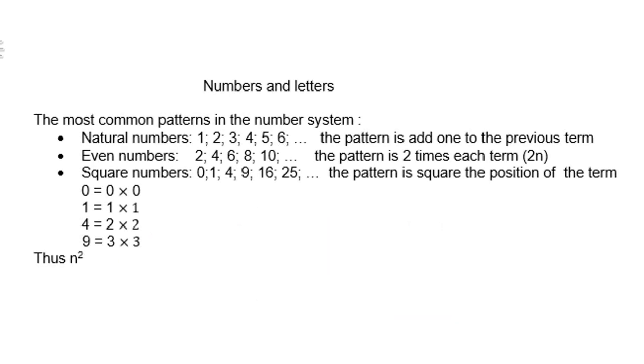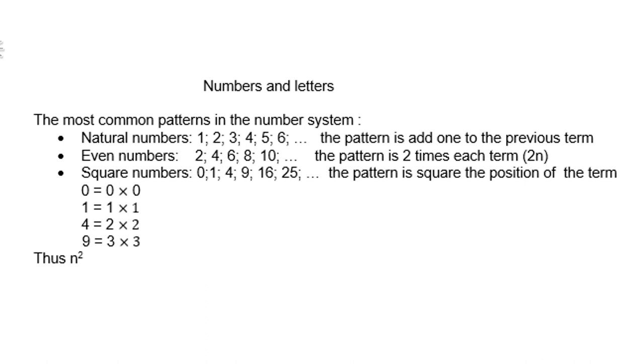Let's look at numbers and letters. The most common patterns in the number system will be the natural numbers: 1, 2, 3, 4, 5, 6. The pattern is add 1 to the previous term, so that's a pattern. Even numbers: 2, 4, 6, 8, 10. The pattern is 2 times each term, or 2n. So you add 2 to every term, so that is your pattern.